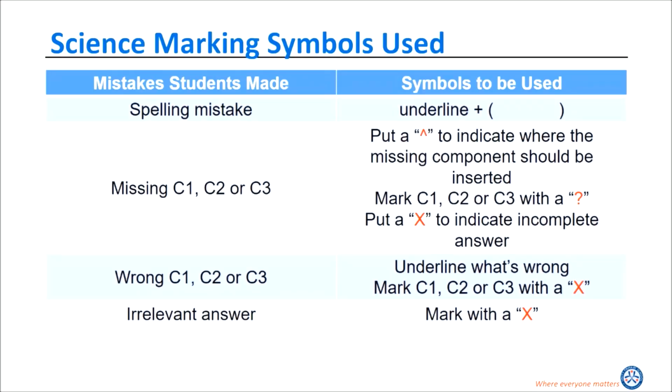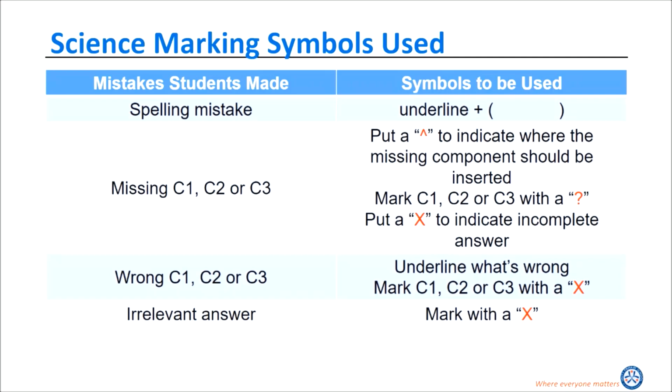On this table, you will see the science marking symbols that teachers will be using when marking your child's work. Let's start with the first part, spelling mistakes. So the teacher will underline the word that is spelled wrongly and put a bracket over it to indicate that the child needs to do corrections.